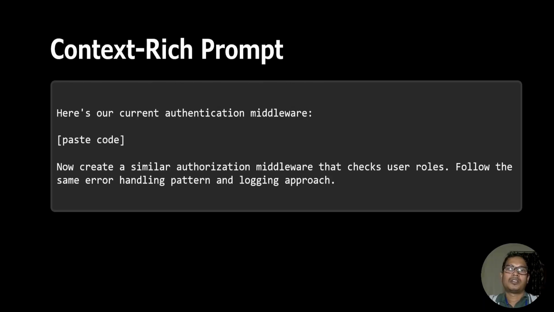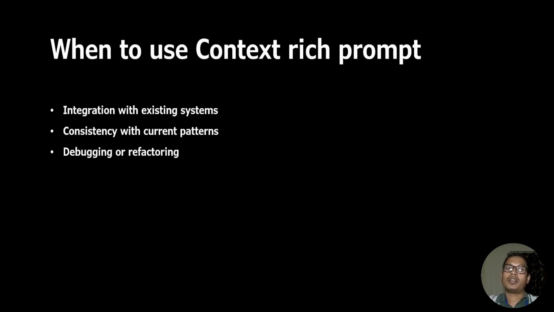Then you write: now create a similar authorization middleware that checks user role, and follow the same error handling patterns and logging approach. So when can you use this context-rich prompt? When you have an existing system and you want to integrate with that system, then you need to send your code base as context in your prompt so that your AI can understand and generate the code accordingly. In those cases, you can use this context-rich prompt technique.